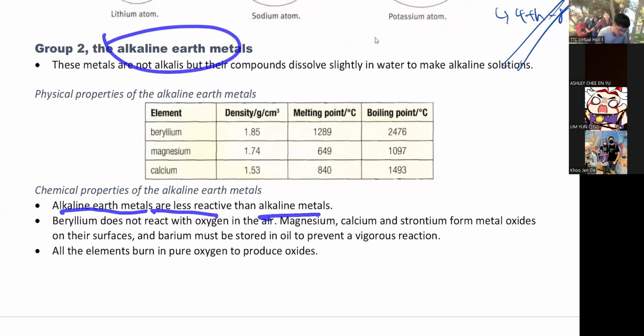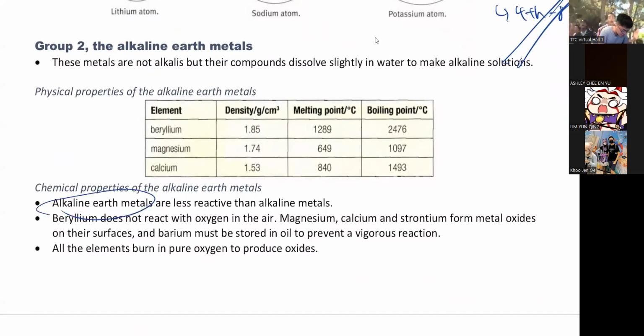They are less reactive than alkaline metals. That means group 2 is less reactive than group 1. Alkaline metals are group 1. Like I said, group 1 is the crazy one. Group 2 is less crazy. I mean, they are still crazy sometimes, but not as crazy as group 1 lah.